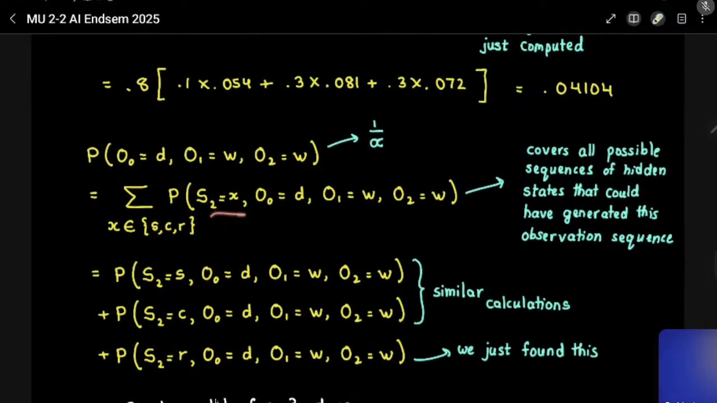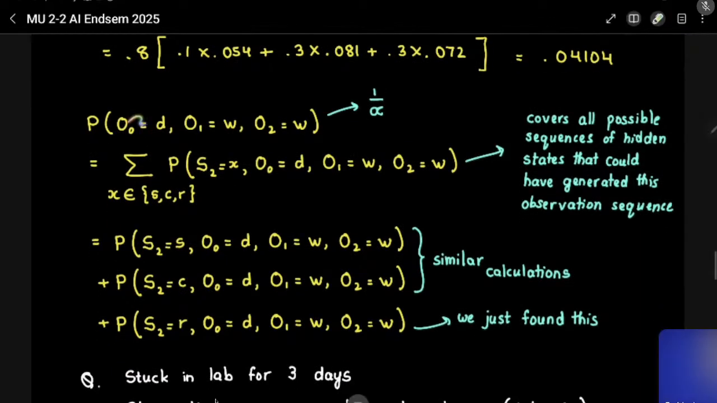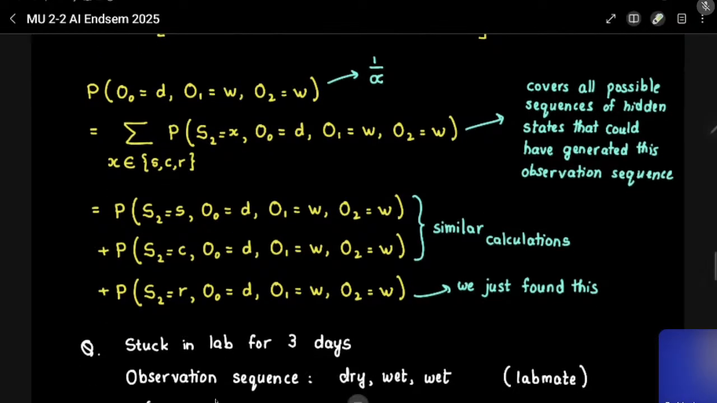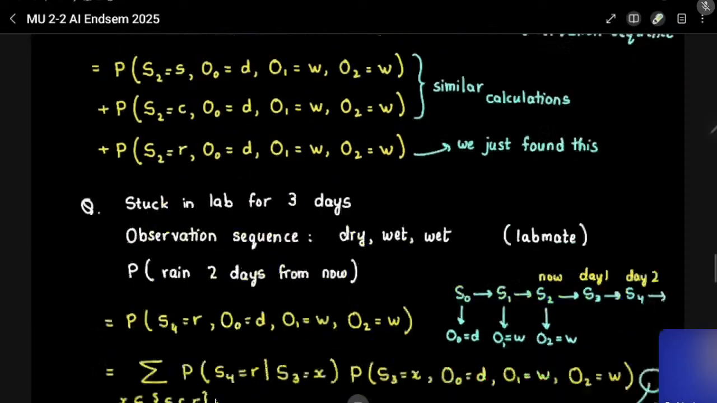Just introduce a new hidden state. Don't introduce it randomly. Start from the back. So if O2 is the latest observation, you introduce S2. It depends. So here, if you're only finding probability of sequence of observations, you can introduce S2 because here O2 is there. If O3 is there, introduce S3. Fine.